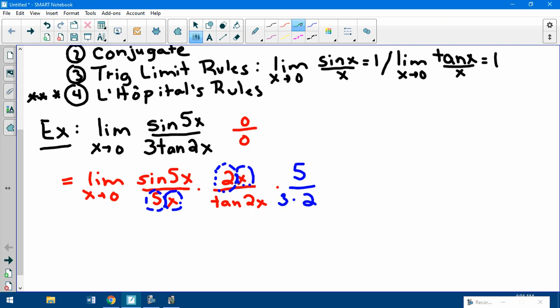Okay, so then the way we did this was we said, okay, limit as x goes to 0 of sine 5x over 5x is 1. Limit as x goes to 0 of 2x over tan 2x is 1, because remember, it didn't matter what order those were in. As long as one was on the top and one was on the bottom, it didn't matter if it was flip-flopped. So all I'm left with is 5 over 6 times 1. So this is 1 times 5 over 6. So your answer is 5 over 6.